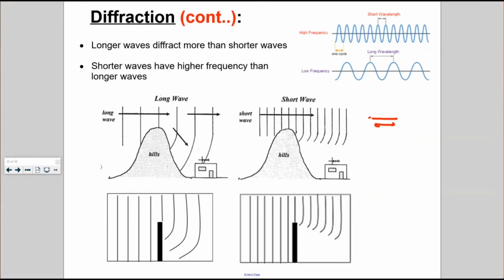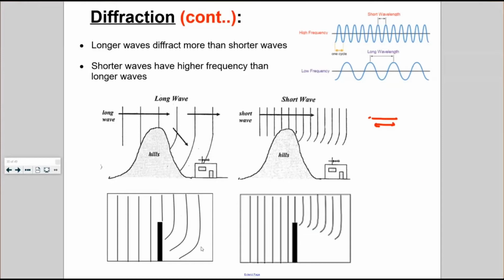Right. So as I was saying, the longer waves diffract more than the shorter waves. If you see, using this example, these are the longer waves. If it is crossing a hill, they get diffracted more. Whereas the shorter waves are less susceptible or less affected by diffraction, right?